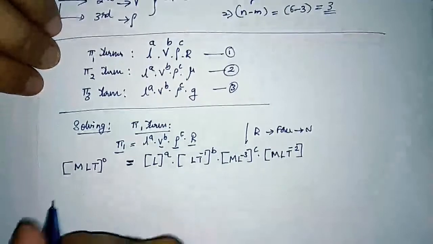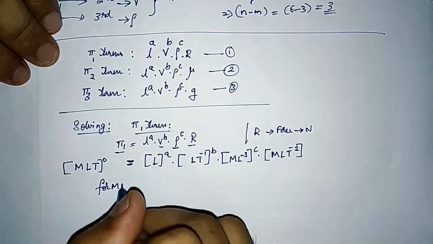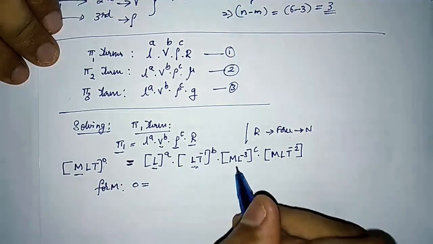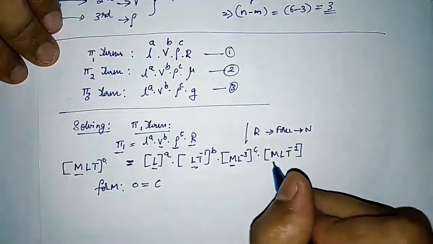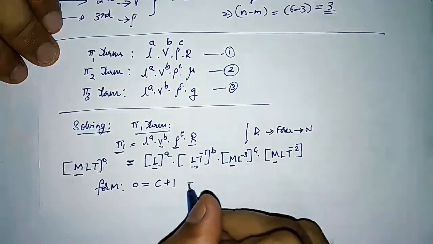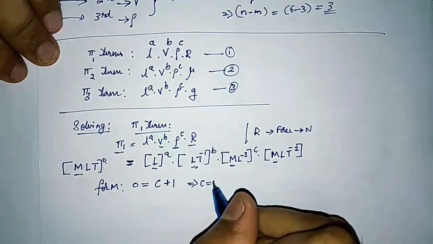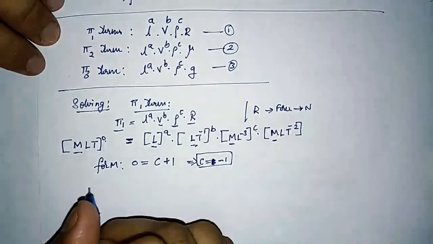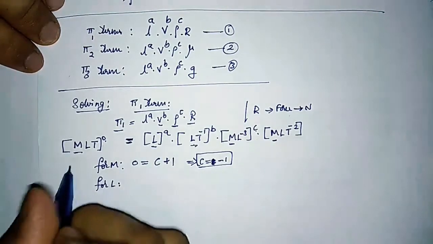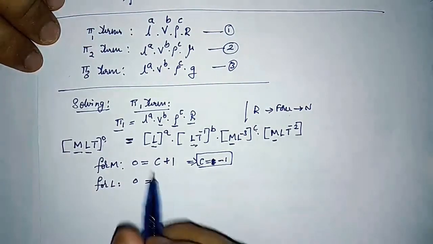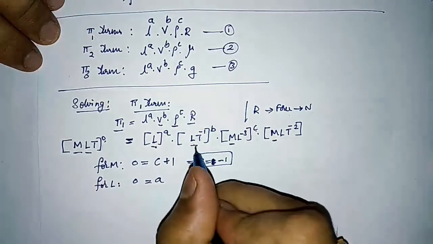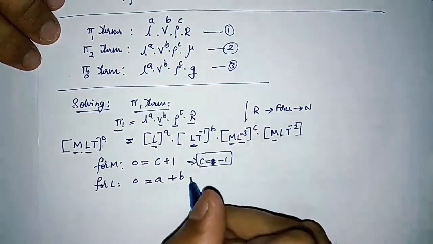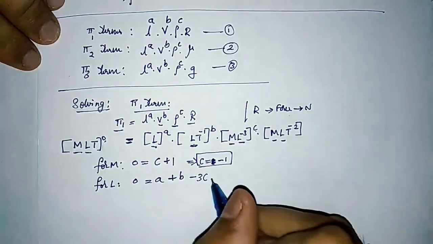Now the next step is comparing the power terms, starting with M. On the left side, the power of M is 0. On the right hand side, M to the power c is there, plus M to the power 1. So c is equal to minus 1. So that is the first value you got. Next, for L. On the left side, again the power is 0. That is equal to L to the power a, so a. L to the power b is there, so plus b. Next, minus 3 into c, so that is minus 3c plus 1.